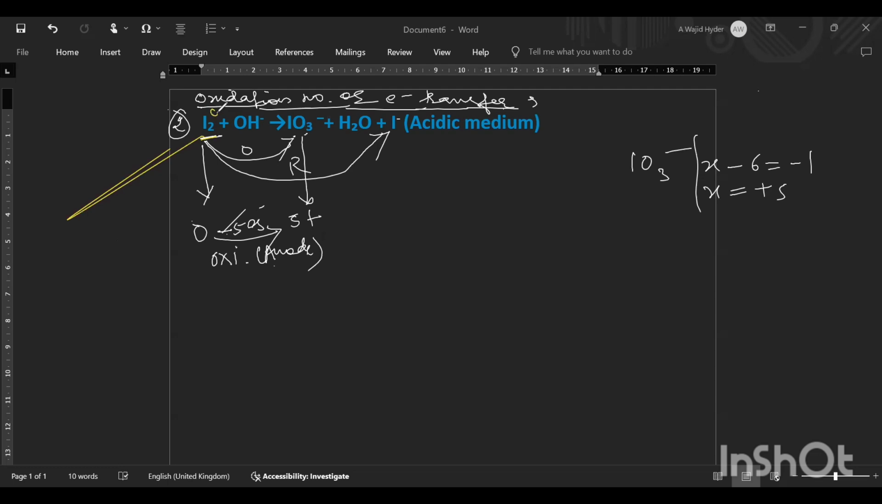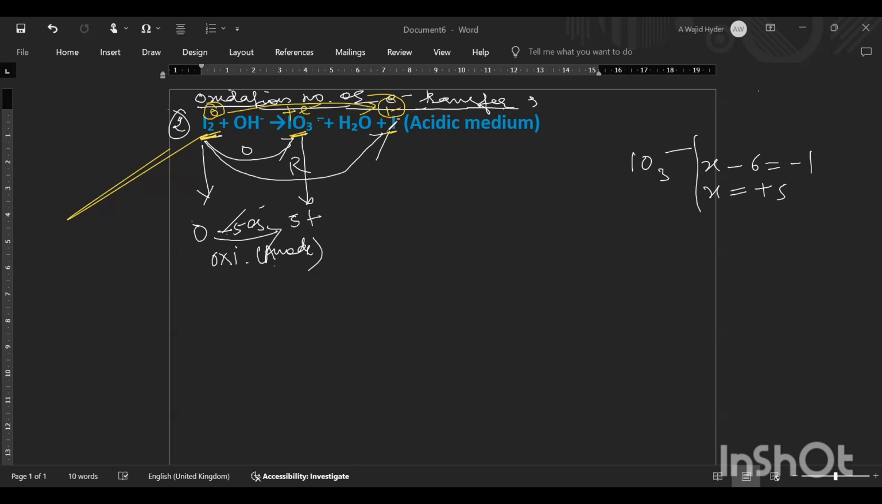Now see here, this iodine is 0, and here iodine is 1 minus. So this 0 is changing to 1 minus, that is a decrease in oxidation number, and by addition of electrons only this can be done. So in this way, the same element iodine is getting oxidized into IO3 minus as well as getting reduced into I minus. So that is why it's a disproportionation reaction.